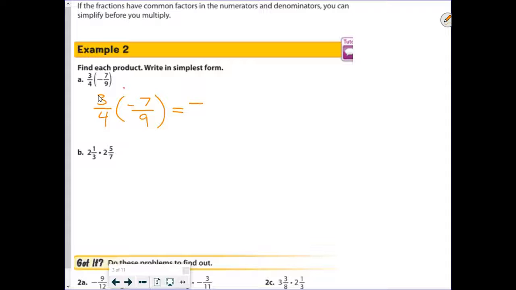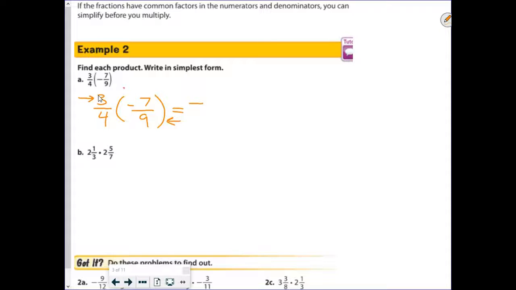You can see that 3/4 and 7/9, if we multiply straight across the top and straight across the bottom, we're going to get 21 over 36. But I would like for you to try and keep all of your numbers small. So what we're going to do is try to reduce anything we can before we multiply. So for example, take a look at the numbers 3 and 9. One of them is on top, one of them is on the bottom.